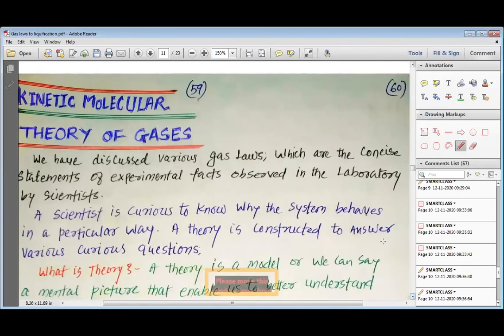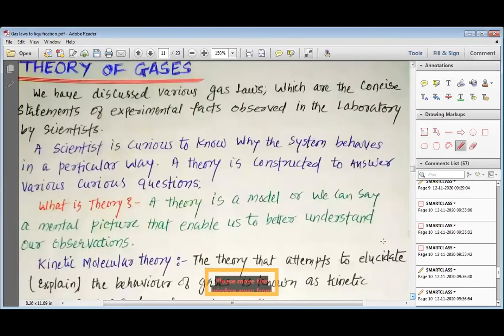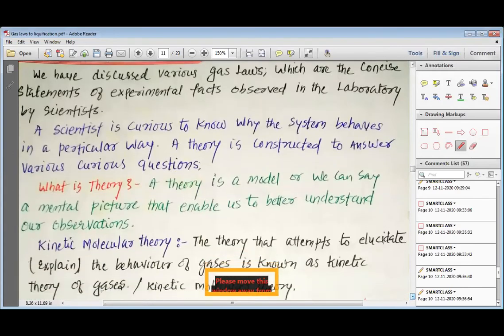So let us study this kinetic theory, or kinetic molecular theory, of gases. We have discussed the various gas laws, which are concise statements of the experimental facts observed in the laboratory by scientists. A scientist is curious to know why the system behaves in a particular way. A theory is constructed to answer various curious questions.